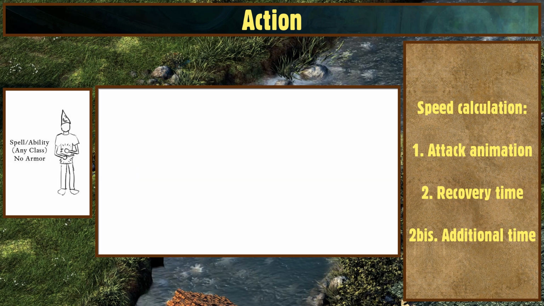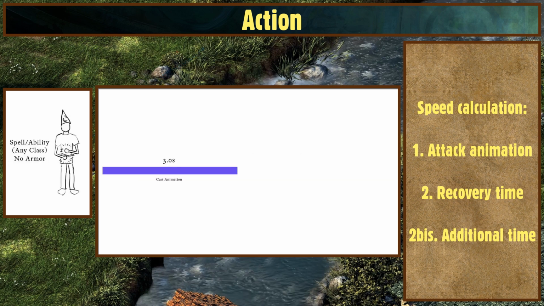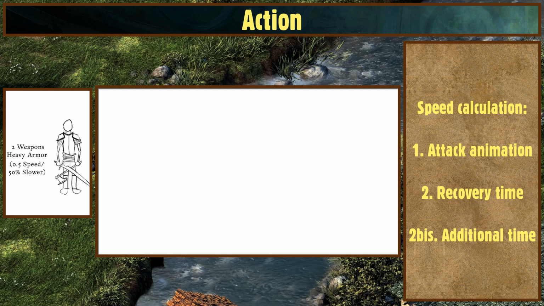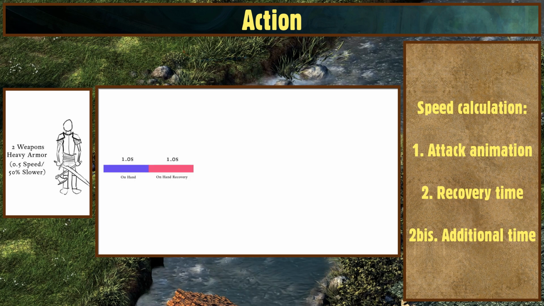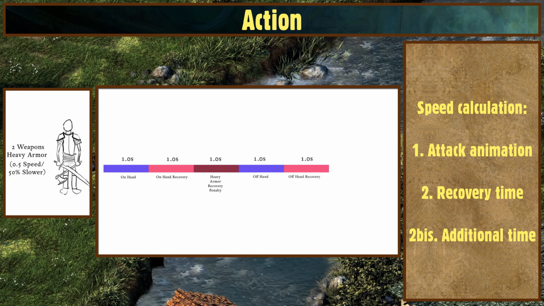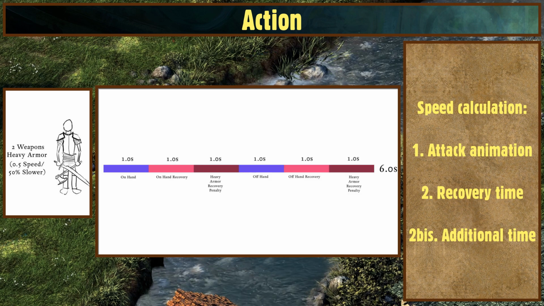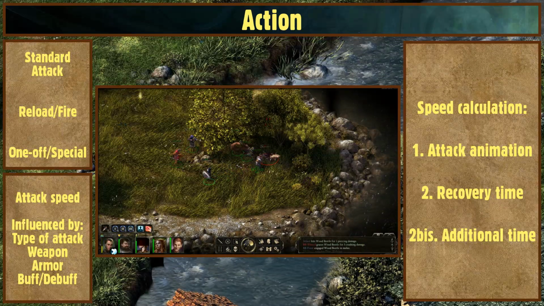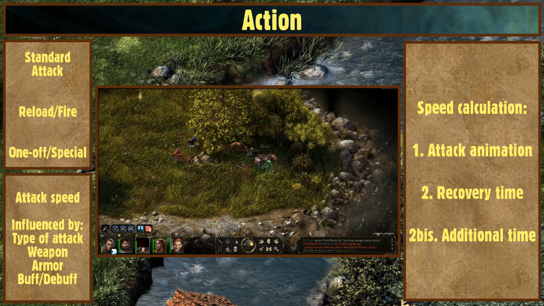A spell's casting and recovery time are both at 3 seconds, meaning that it will take you 6 seconds in total. If you are wearing a heavy armor, going back to the attack with 2 standard weapons, you will add the armor modifier, which in that case adds 50% more recovery time, like so. If you happen to move during your recovery, it pauses the timer before resuming when you are engaged again.